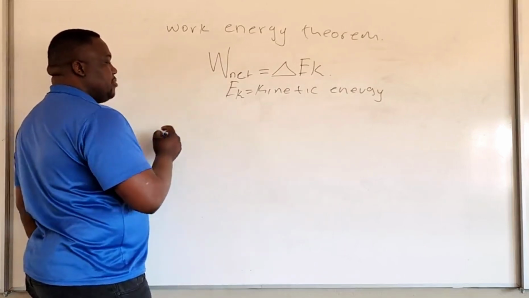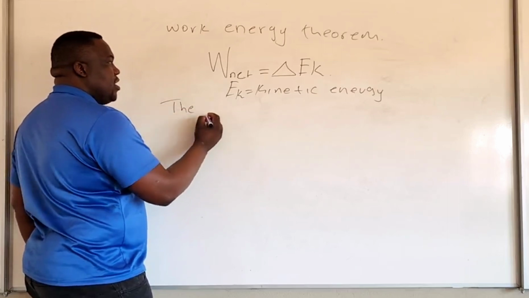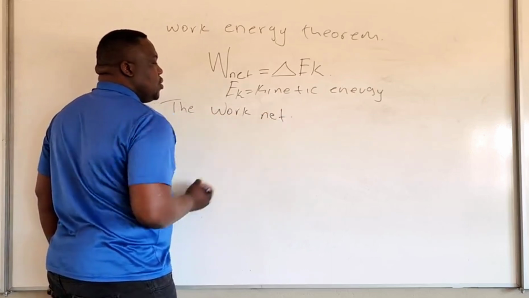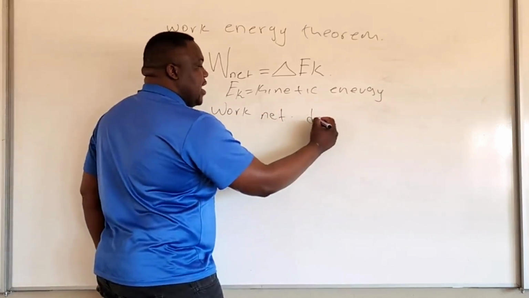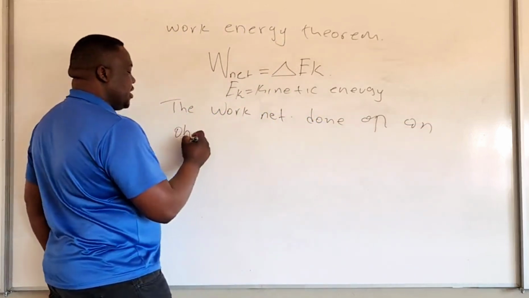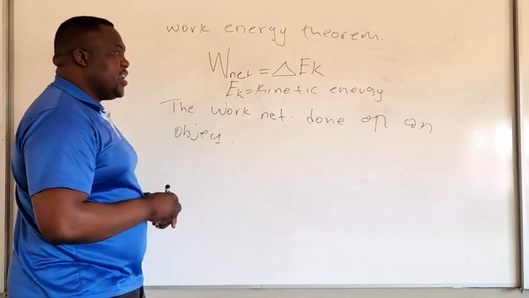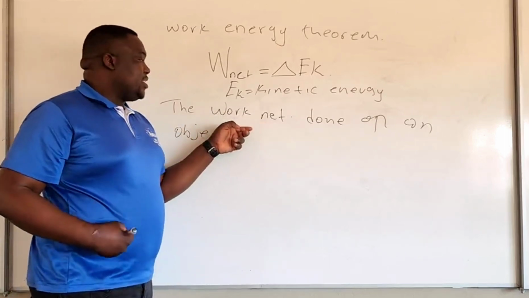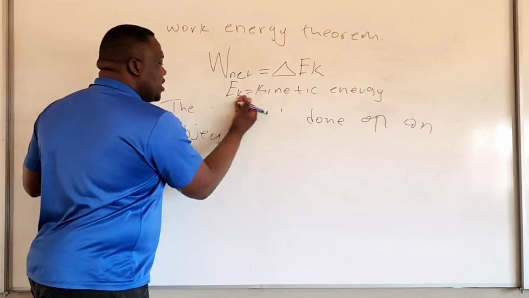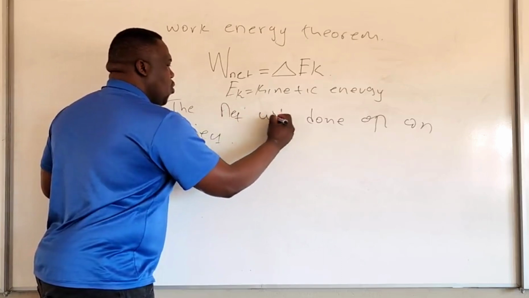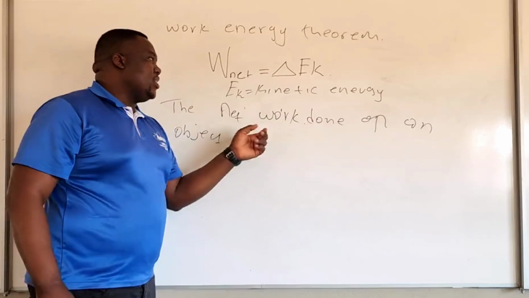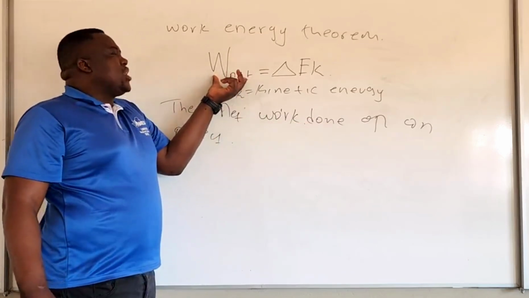So the work energy theorem says that the work net done on an object. Notice that I never said the work done. I said the work net or the net work done. You must not just say the work done. Here we're talking about the net work done.